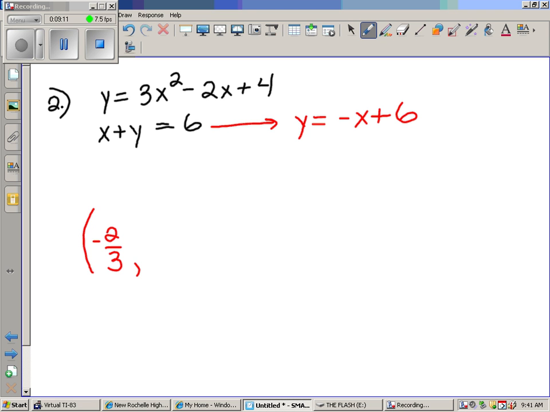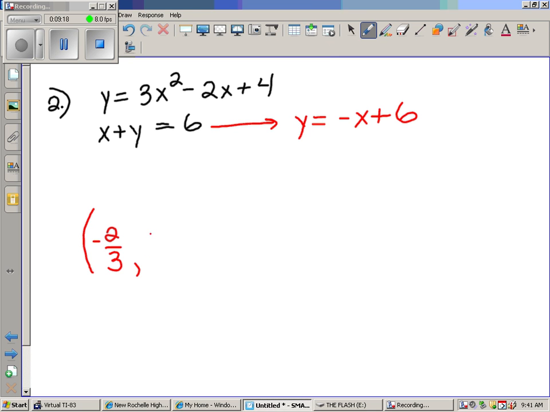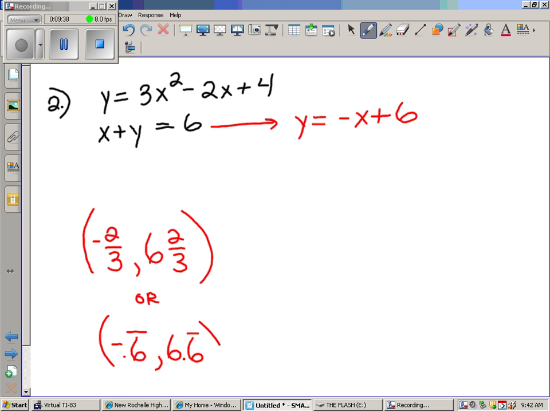Okay. I'll show you something else. Y is going to be 6 2/3. Now, the only other way that you possibly could have written it is like what? Yeah, negative 0.6 with the bar on top and 6.6 with the bar on top. You could have written it that way also. You'd get full credit. But if you don't put the bar on it, you're wrong. It would suck to get that wrong.